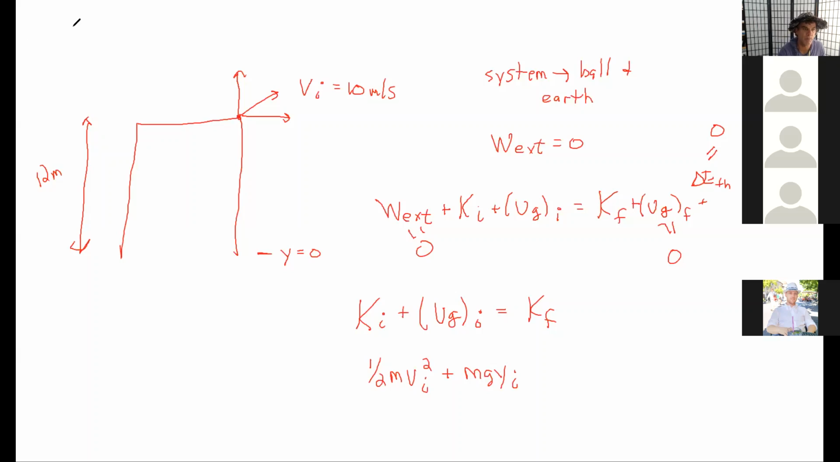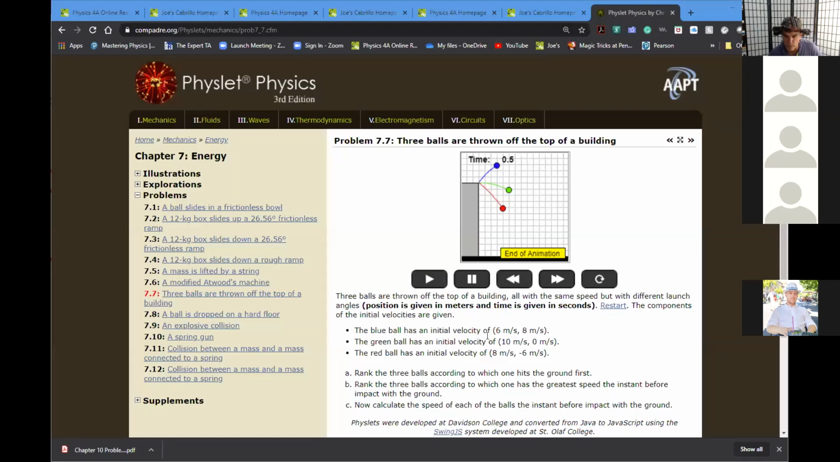It is because, keep in mind, they gave you the x and y components of the velocity. The speed is always the square root of vx² plus vy². So going back, let me just share screen. Like in this case, the blue ball, 6 meters per second in the X direction, 8 meters per second in the Y direction. You figure out the speed, that's 10 meters per second. Same thing for the green ball, same thing for the red ball.